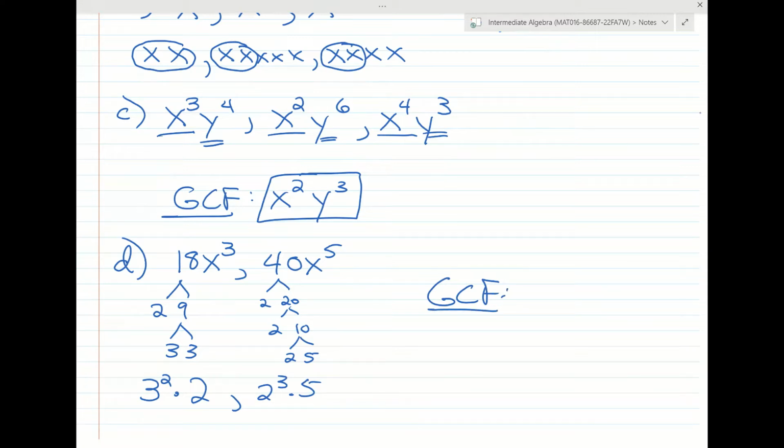So we can't use 5 because that's not in common. Can't use 3s because not each term has a 3. This one has a 2. The 2 to the third has a 2. So we go with the smallest power. It would just be 2x to the third.